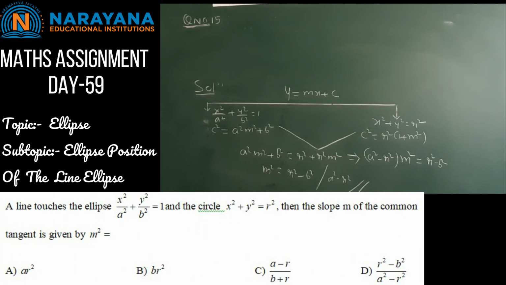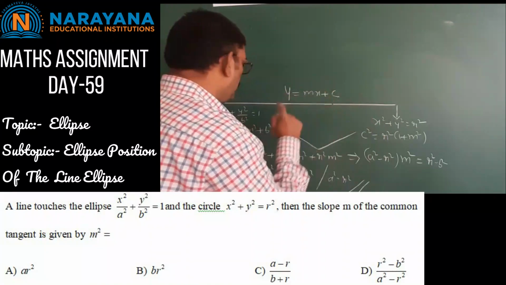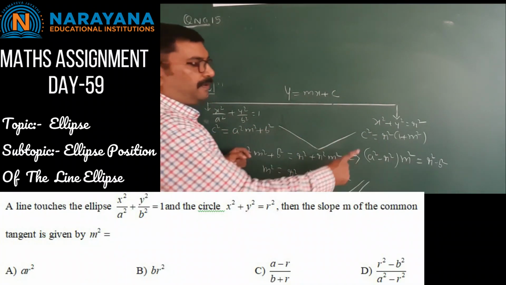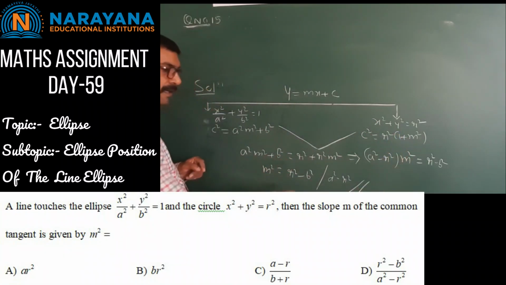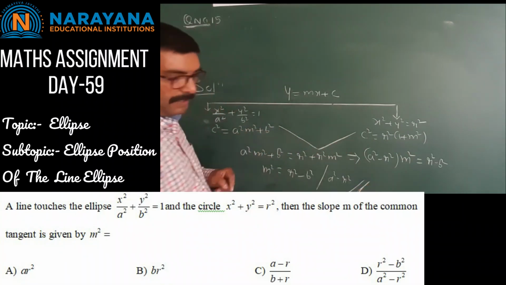When y is equal to mx plus c is a tangent to both the ellipse and the circle: for the ellipse, c square is equal to a square m square plus b square. For the circle, c square is equal to r square into 1 plus m square. Eliminate c square from both the equations. I got the required result.